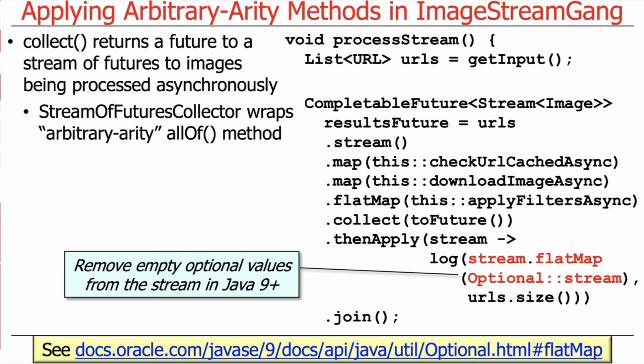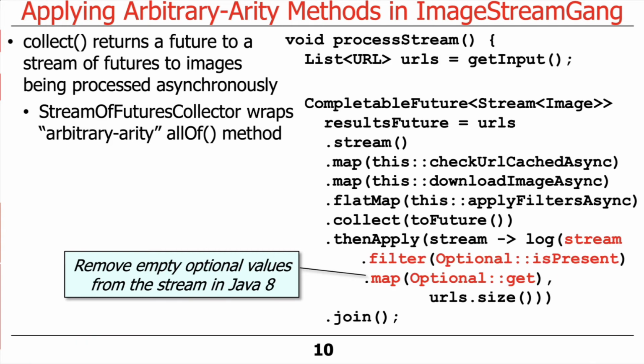Well, we want to get rid of empty optionals. So what we're going to do here is use stream.flatMap. So this is the stream that may contain empty optionals. We're going to use stream.flatMap, and we're going to pass in Optional::stream. And so what that's going to do is end up removing all the empty optionals. So with Java 9 and beyond, flatMap can take an optional stream, which will remove anything from the stream that's empty. So you'll only end up with non-empty optionals. So that's what that's doing.